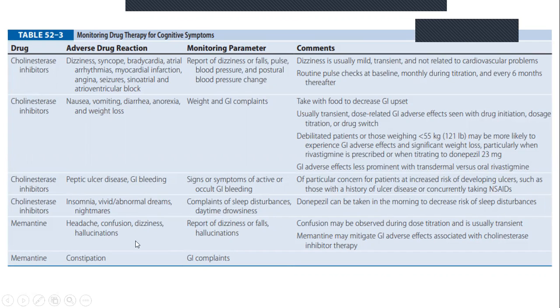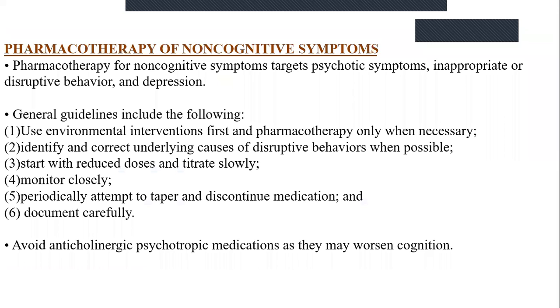Memantine causes headache, confusion, dizziness, and hallucinations. If the patient is complaining of this, we have to report if there is any dizziness, falls, or hallucinations. And during the dose titration, why? Because this kind of confusion will be observed normally in all the patients, it is usually transient, so there is no need to consider it while titrating the dose. And constipation and GI complaints will also be there. So these were the comments and monitoring parameters about cholinesterase inhibitors and memantine. And this is all about pharmacotherapy of cognitive symptoms.